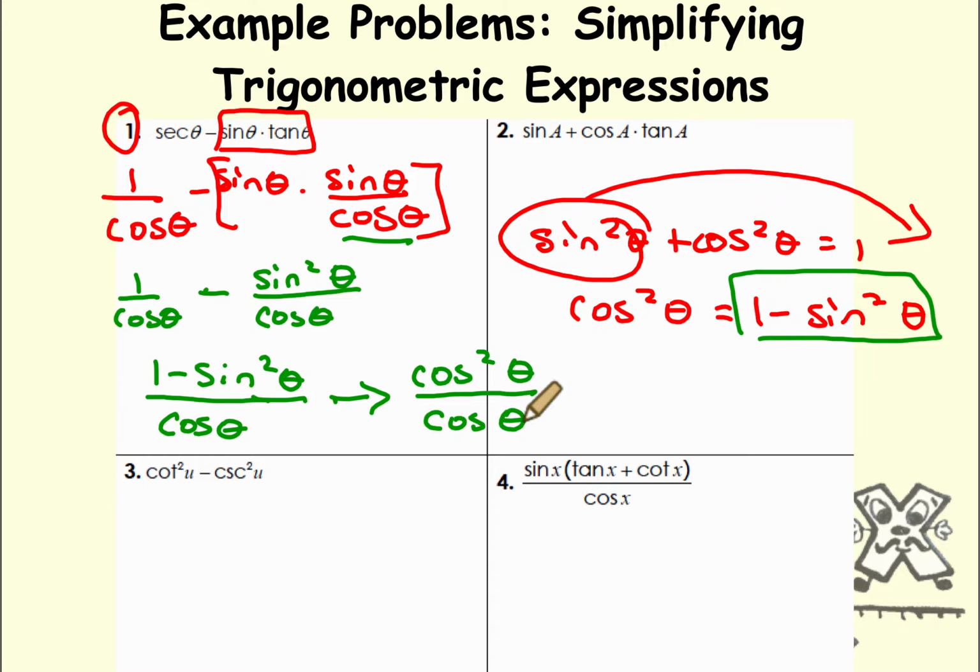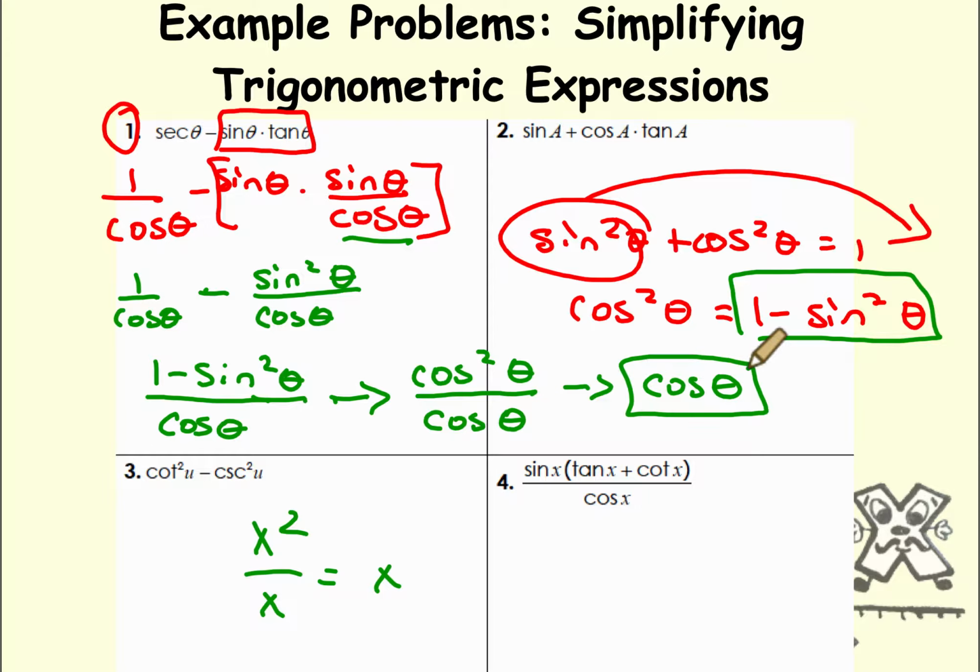So now I see the square of the cosine divided by cosine. If this had said x squared over x, I would write that as x to the first. Same thing. Cosine squared divided by cosine would just be cosine of theta. And that's as simple as I can make it. So I have simplified the expression fully.